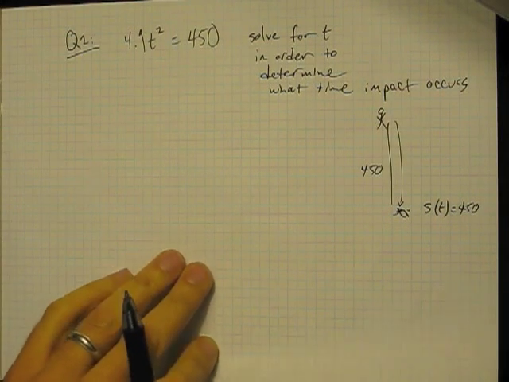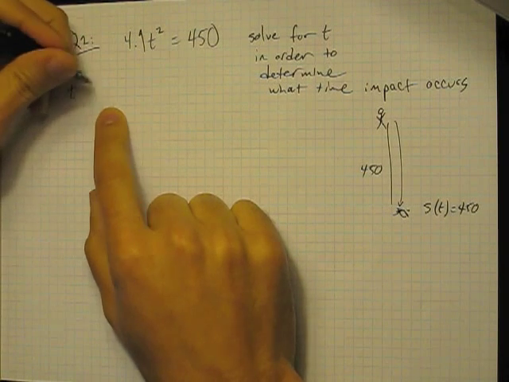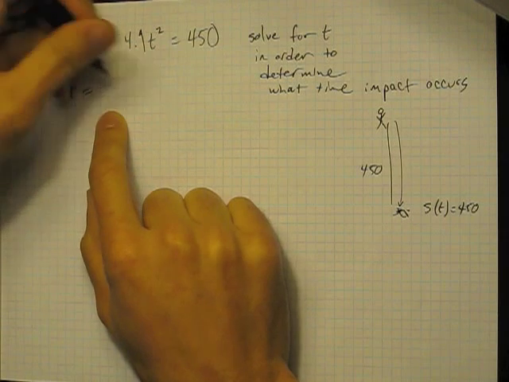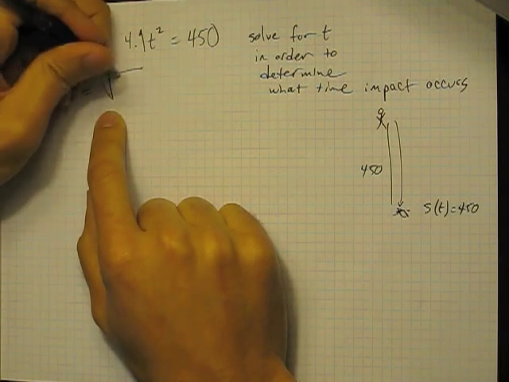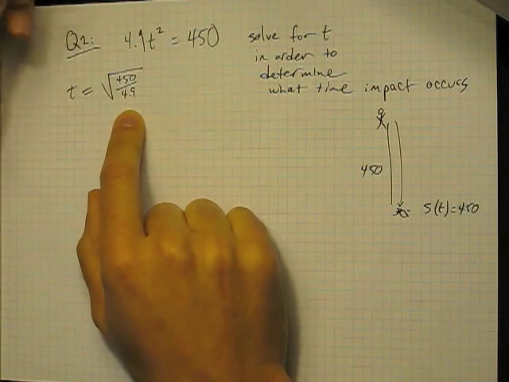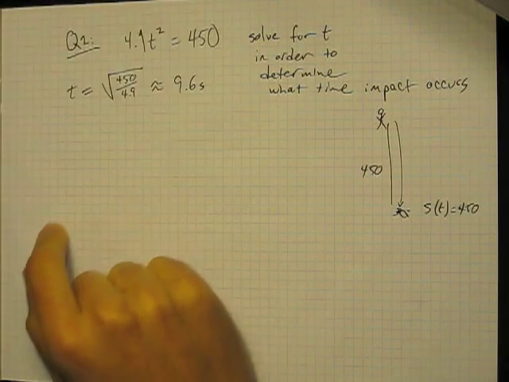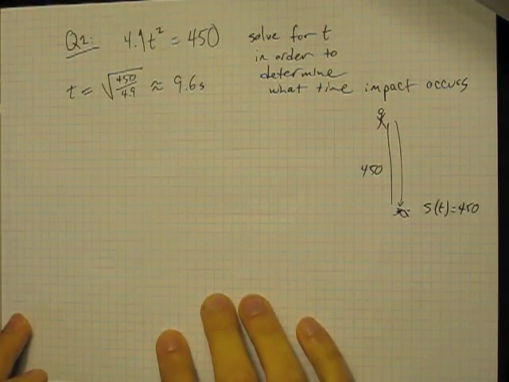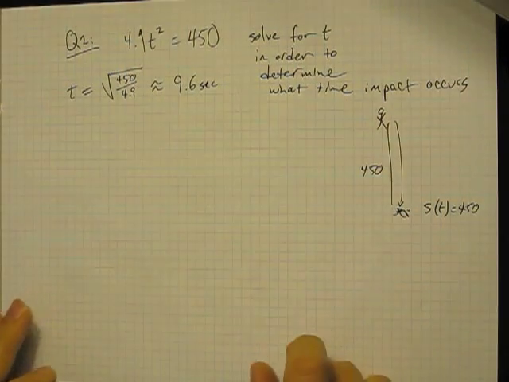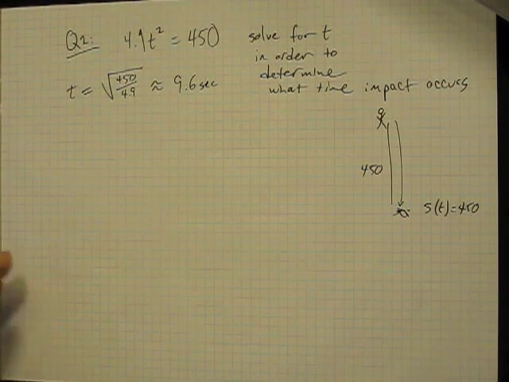All right, very good. So if we solve this, we'll take the positive one because it's a positive time. So t is going to be equal to the square root of 450 divided by 4.9, which, if we compute it, is approximately 9.6 seconds. Okay. So 9.6 seconds is the time it takes to get down to 450 meters.